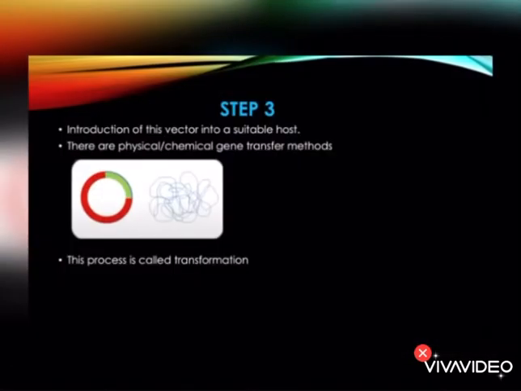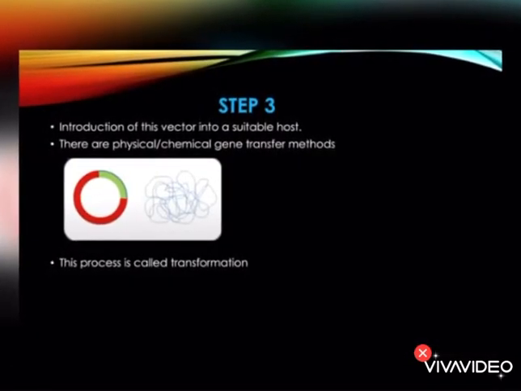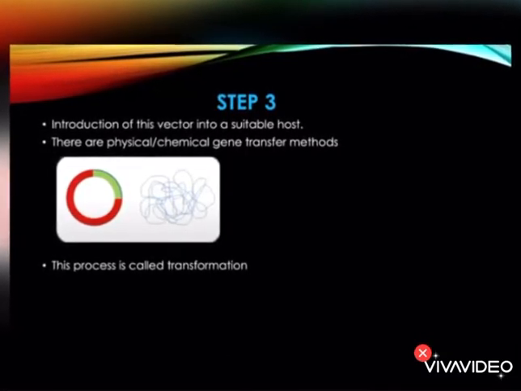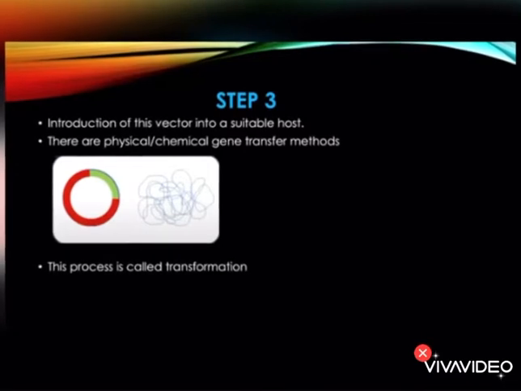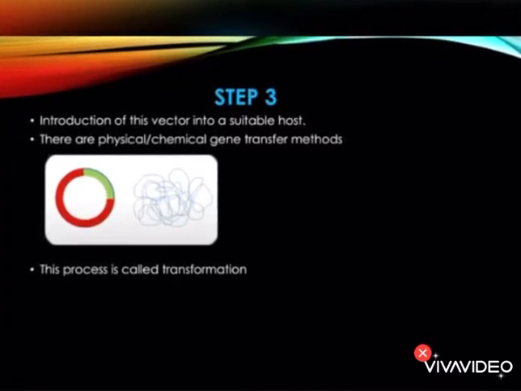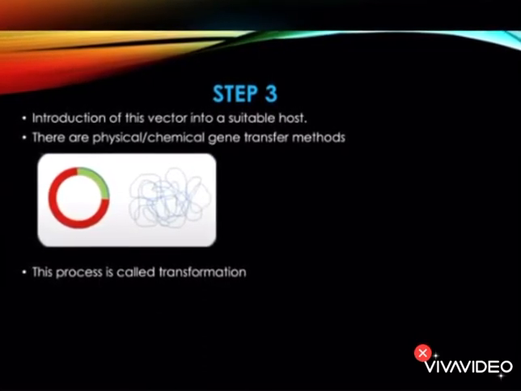Now for step number 3, we have the introduction of the vector into a suitable host. There are 2 types of methods, physical and chemical transfer methods. As you can see in this illustration, this is how it should be. This process is called transformation.